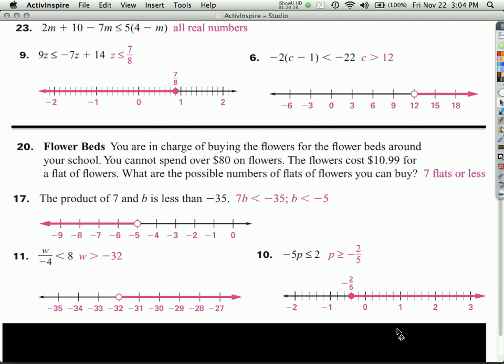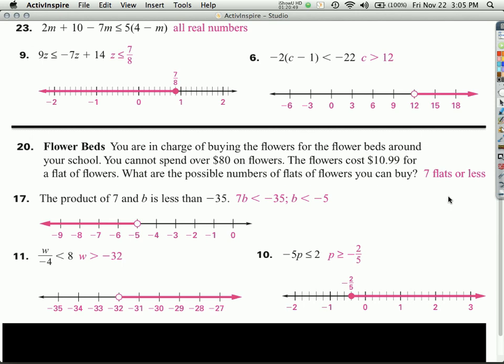That's the same thing. For number 20, could you also put x is greater than 0 and less than 7? You can't have negative flats. That's a very good point. You can't have negative flats. You're absolutely correct. Kayla, and then Catalina, and then Brandon.